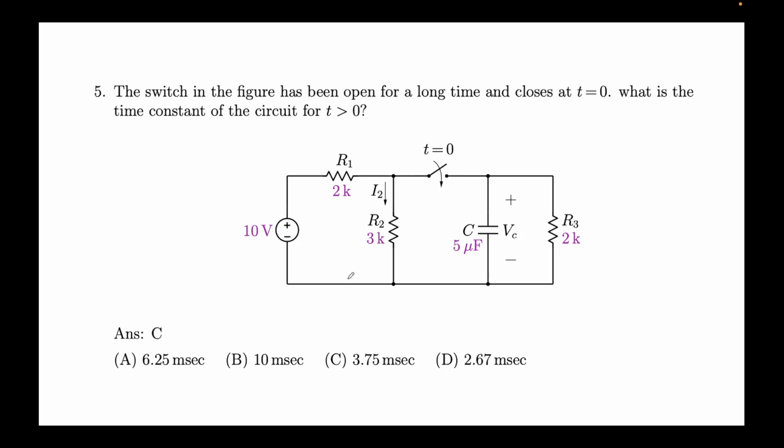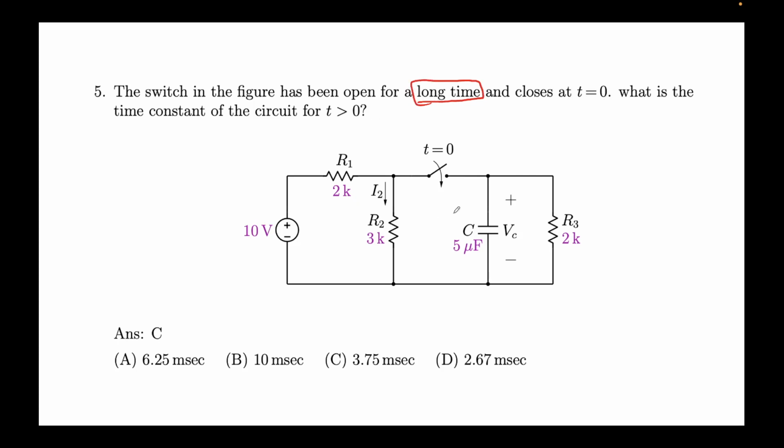This is slightly different, so again I'll try to enlist all the steps that we are trying to follow here. The question says: the switch in the figure has been open for a long time. This is an important phrase here, for a long time. And it closes at t equal to 0. What is the time constant of the circuit for t greater than 0?